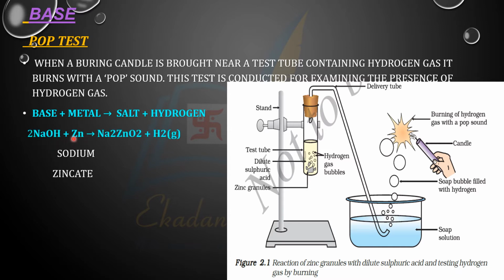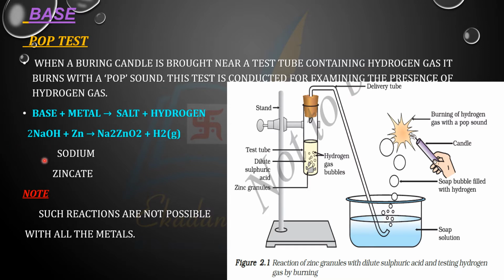NaOH plus Zn gives Na2ZnO2 plus H2. This is sodium zincate. Note, such reactions are not possible with all metals. It is possible only with Zn.